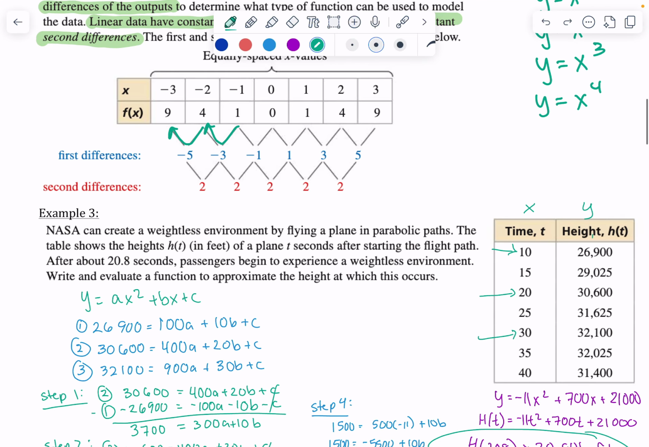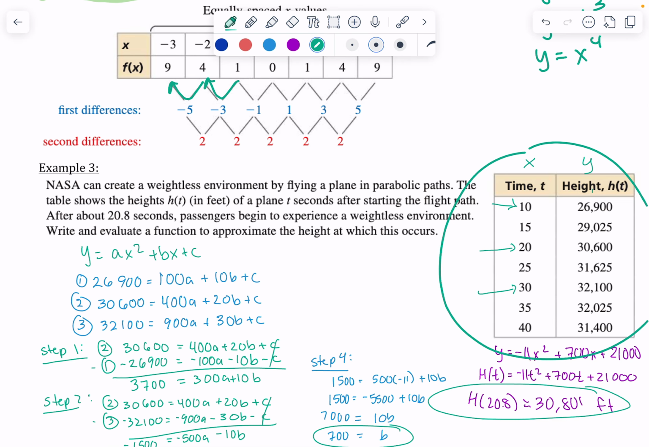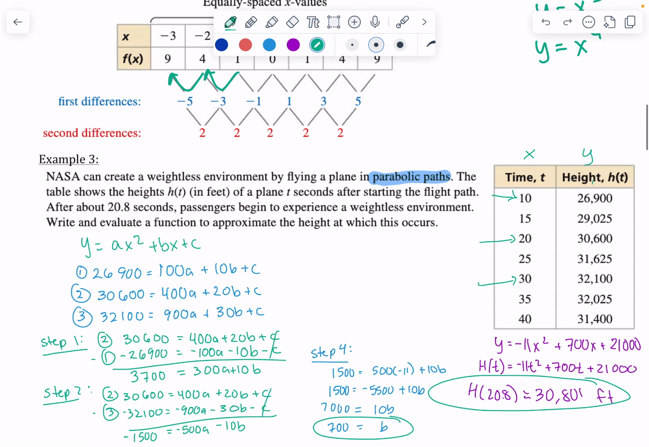So if you don't know what type of function it is, like in this case, if you didn't know what type of function it was, you can't really do anything with it. The reason why we didn't have to go and subtract consecutive y values in this example, in example 3, is because the first sentence itself says that it's flying a plane in a parabolic path. So that's how you know it has to be modeled by a quadratic function. But if it didn't have that word, we would have had to do the consecutive differences for these y values to confirm whether or not this data would best be modeled with a quadratic function.